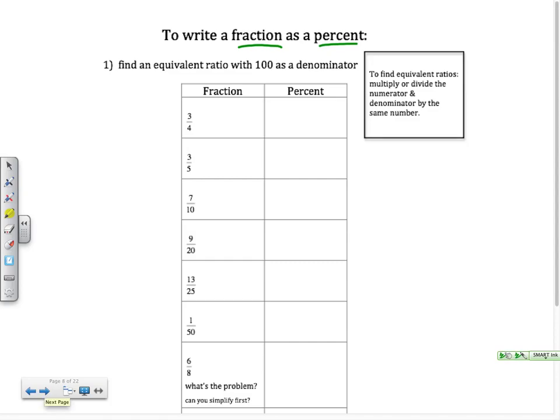Well, number 1, find an equivalent ratio, something that's equal with a denominator of 100. So I know 3/4 is the same as 75 hundredths. And if I remember what percent means, it always means out of 100. So I have my denominator of 100, so my numerator is actually the percent, 75%. 75 out of 100.